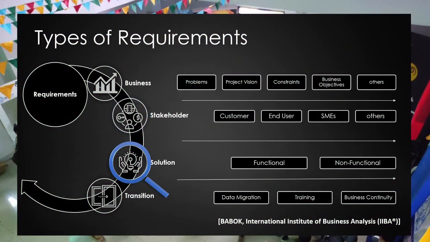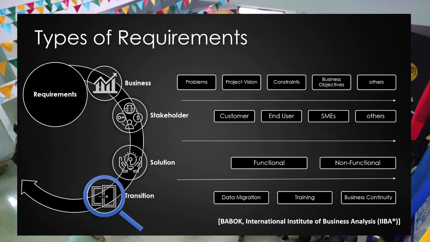Third is the solution requirements. Solution requirements describe the capabilities and qualities of a solution that meets the stakeholders' requirements. They provide the appropriate level of detail to allow for the development and implementation of the solution. Solution requirements can be divided into two subcategories: functional requirements and non-functional requirements.